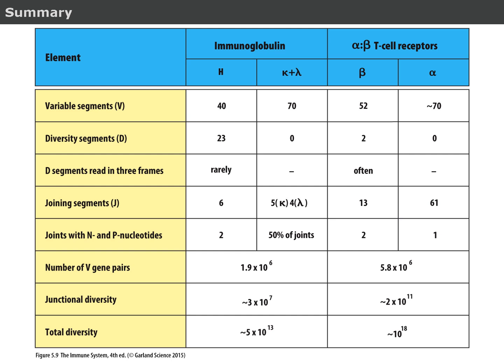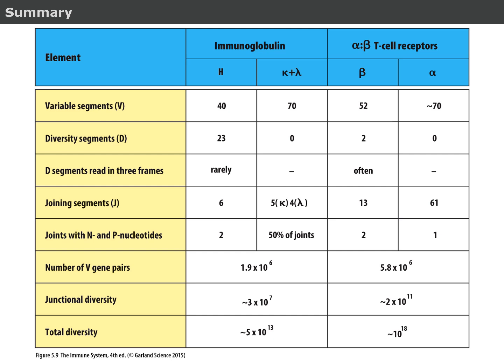The number of joining segments varies. The alpha chain uses 61, while the beta chain uses 13. Immunoglobulin light chains use 5 or 4, depending on the type. The use of additional nucleotides at the junctions between segments, called N and P nucleotides, also contributes to diversity. This process is common in both immunoglobulins and T-cell receptors.